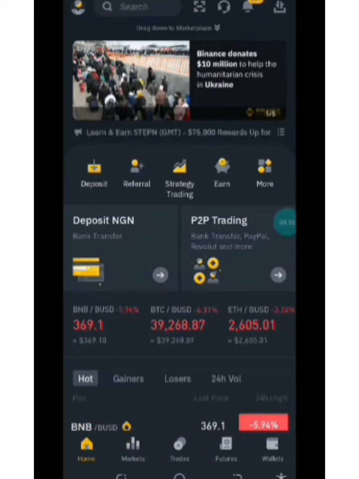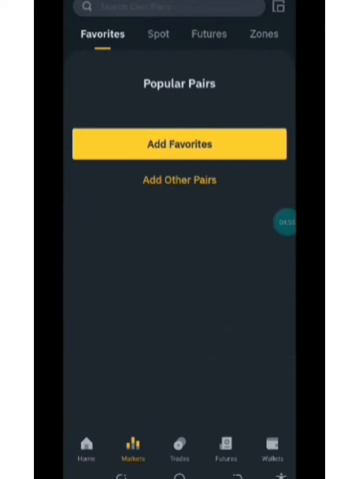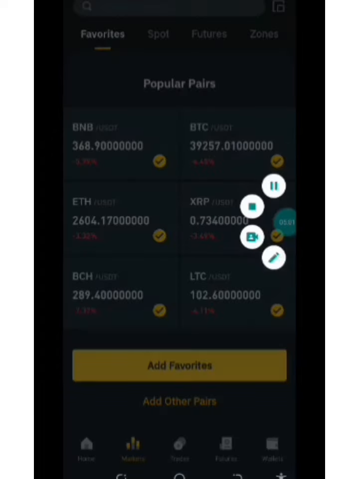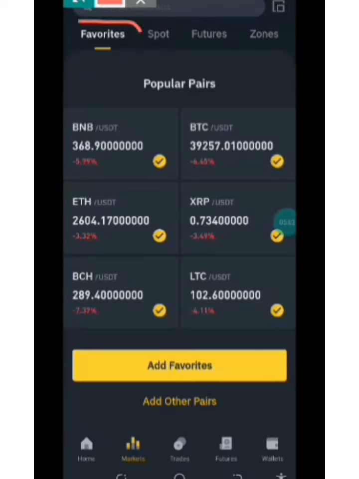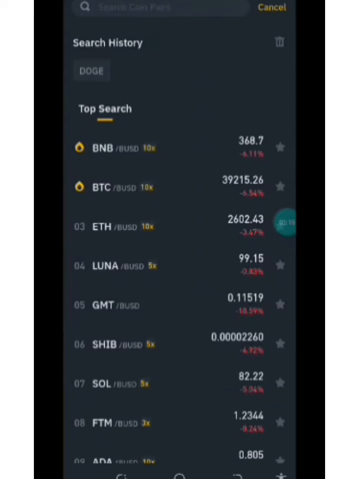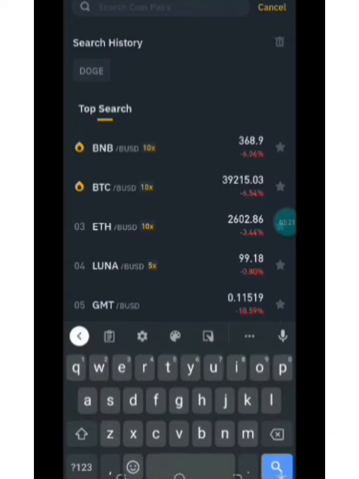The next page we're going to now is the market. The market is where you search for currency pairs. You can see at the top here, you see favorites, you see spot, you see futures, and you see zone. So in the market, that's where you search for currency pairs to trade. For instance, I want to buy BTC. So I come here, come to the search box and I type BTC.